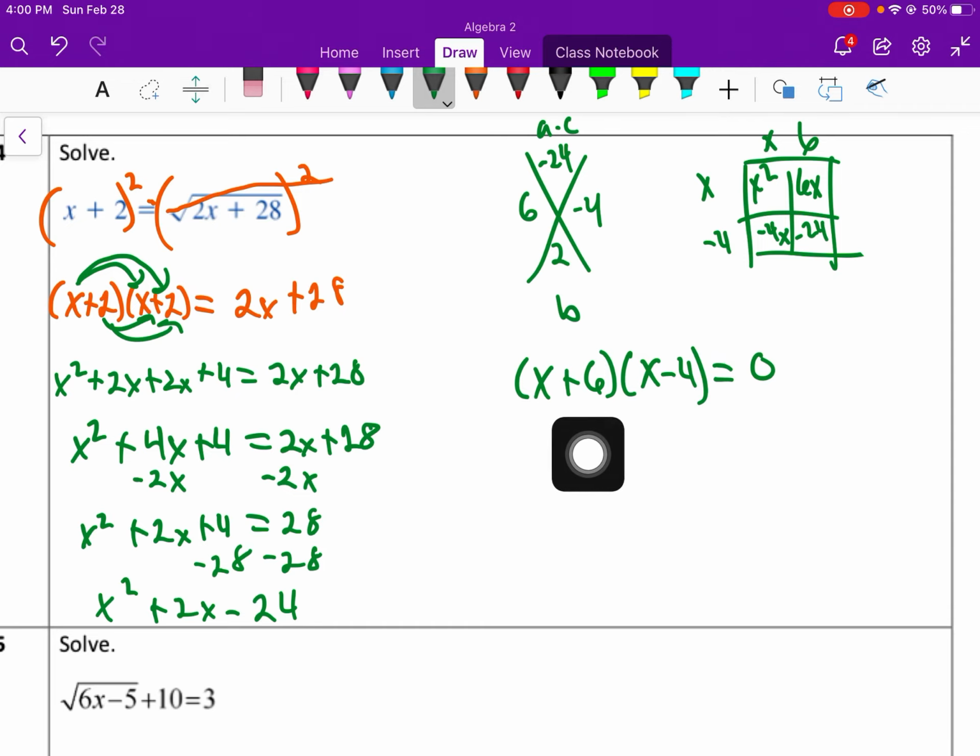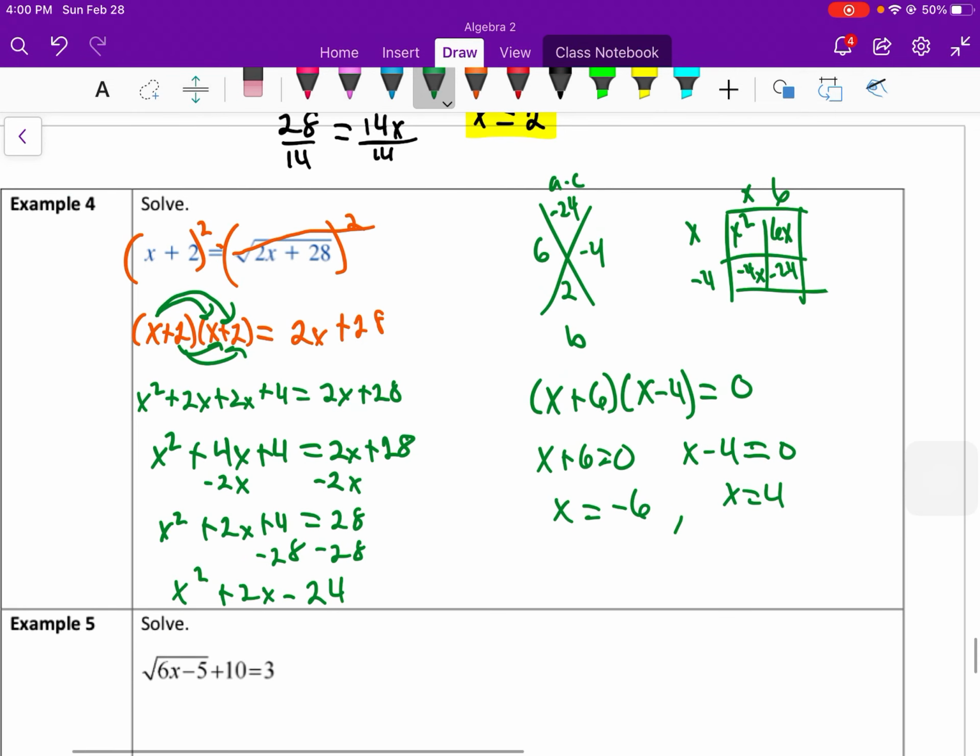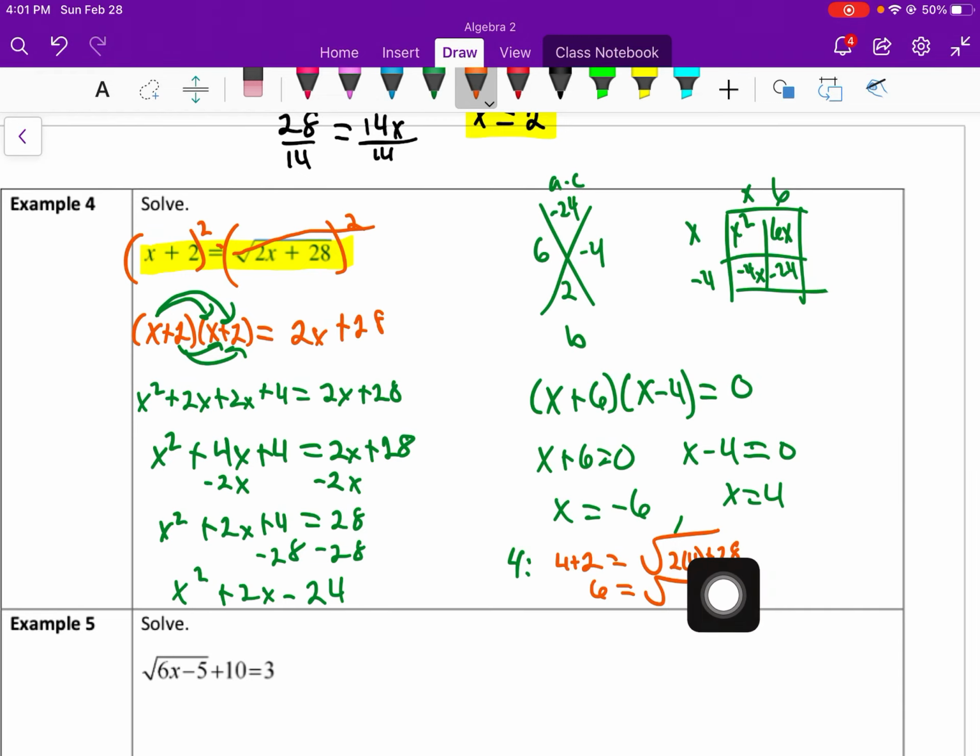So now we will have two solutions, and we can do mental math, or if we set them both equal to 0, we get x equals negative 6 and x equals 4. All right. Finally, we're going to want to check for extraneous solutions. So let's check for 4. If we have this equation, that would be 4 plus 2 equals the square root of 2 times 4 plus 28. So that's 6 equals the square root of 2 times 4 is 8 plus 28 is 36. So 6 equals 6. Yep.